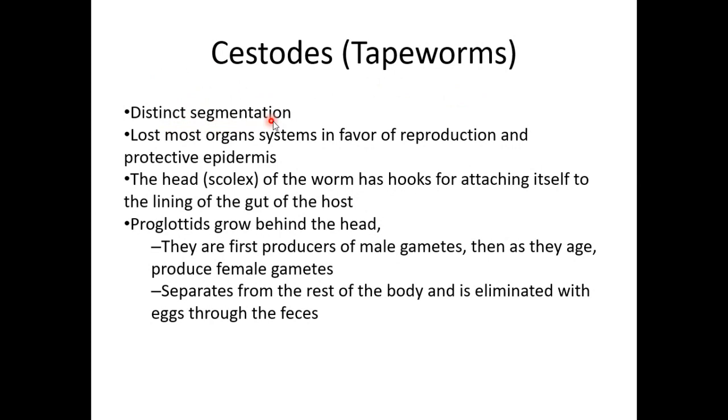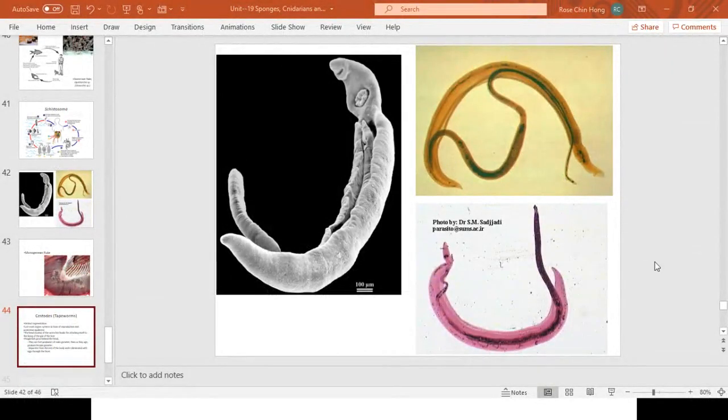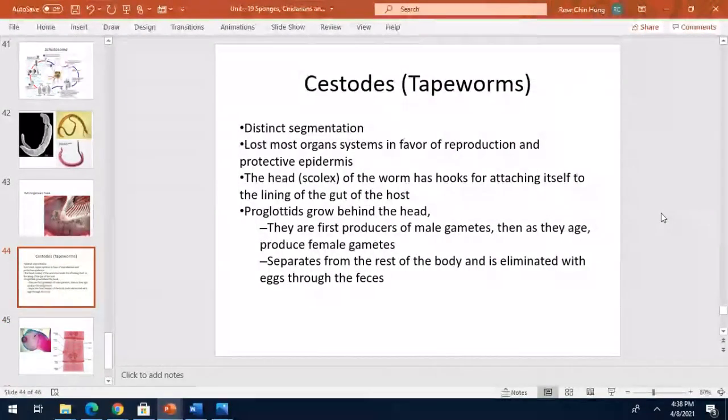So tapeworms do have distinct segmentation. They lost most of their organs because they want to be highly reproductive. And they have a protective epidermis because they live in the intestines of the hosts. So in tapeworms, like Taenia is our example, when they are in our intestines, if we're infected, the acid could eat away at the epidermis. So they have a protective epidermis exterior. All right, so let us continue with tapeworms.